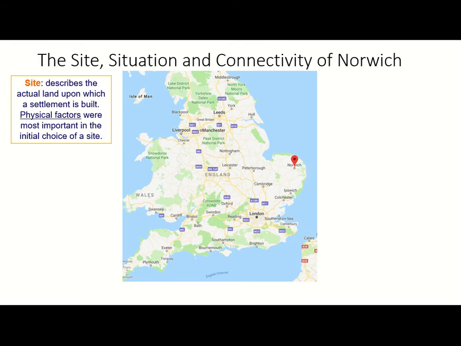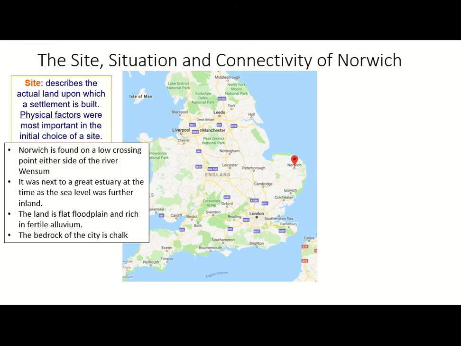So for Norwich and Mexico City, what we mean by site, a definition of site, is the physical characteristics of the actual place you built your settlement. So for Norwich, it was a low crossing point on either side of the River Wensum. It was fairly near the North Sea, and actually the estuary was closer to Norwich when it first settled. It's built on flat land, which is rich in fertile alluvium or soil, so you could grow lots of crops.